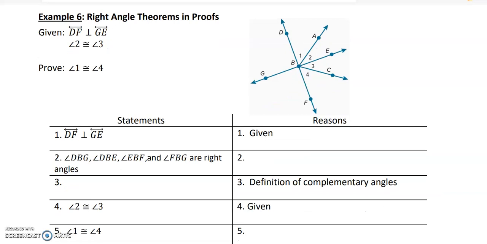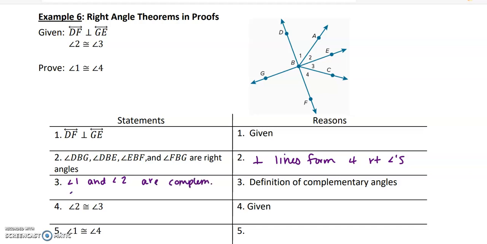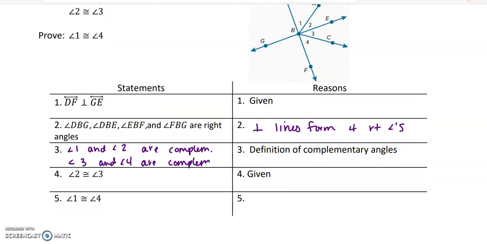So, given we've got perpendicular, then that means that all of them are right angles because perpendicular lines form 4 right angles, is our reasoning there. And then definition of complementary, well, that means that angle 1 and angle 2 are complementary, and angles 3 and 4 are complementary. And we are given that 2 is congruent to 3. And so lastly, if they are complementary to the same angle, they are congruent. That is the congruent complements theorem.